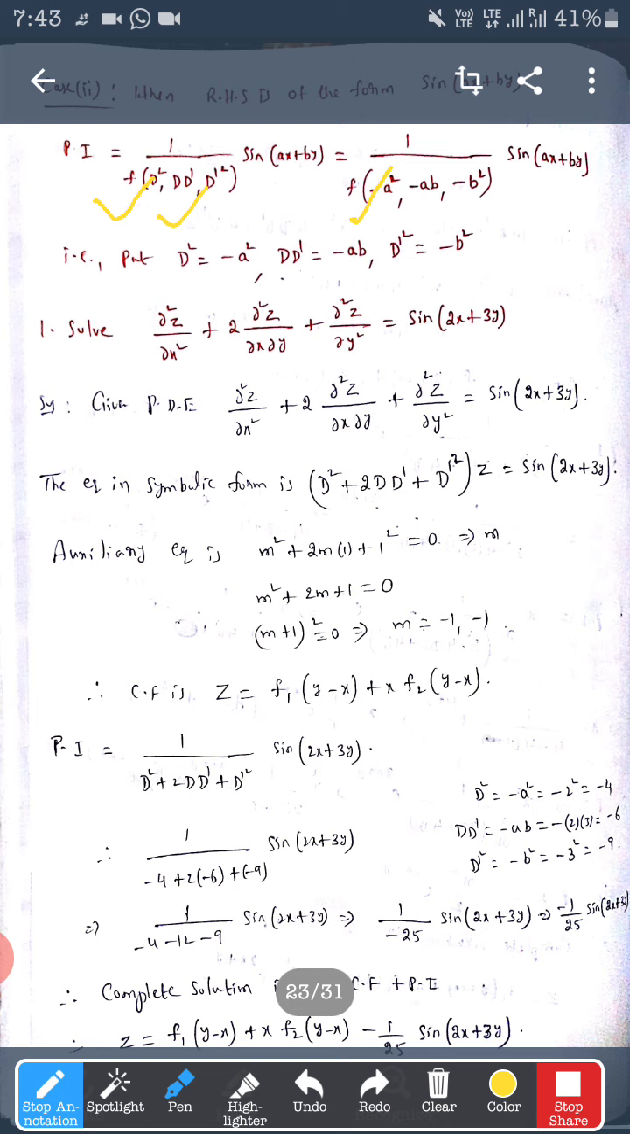Next, D D dash means after multiplying a into b, we have to write minus, that means minus ab. In place of D dash square, minus b square. Here also, after squaring, we have to write minus, that means minus b square. Therefore, put D square equal to minus a square, D D dash equal to minus ab, and D dash square equal to minus b square. If the denominator becomes 0, we repeat the procedure, x into 1 by dou by dou D of the denominator.